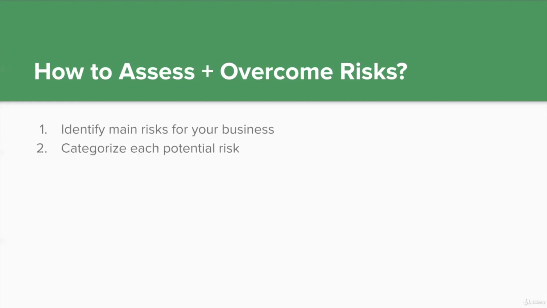The second step is categorizing each type of risk we've identified. If you remember the last video, we talked about the 5 main types of risks: strategic, compliance, operational, financial, and reputational. Strategic is when a business strategy becomes less effective over time.